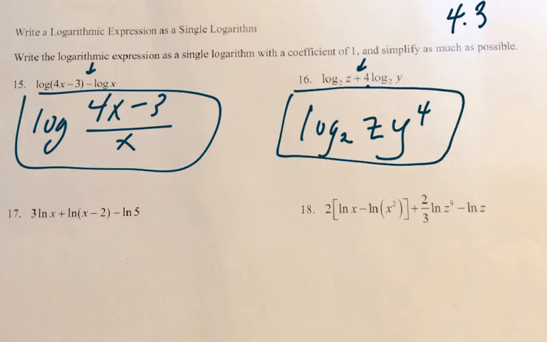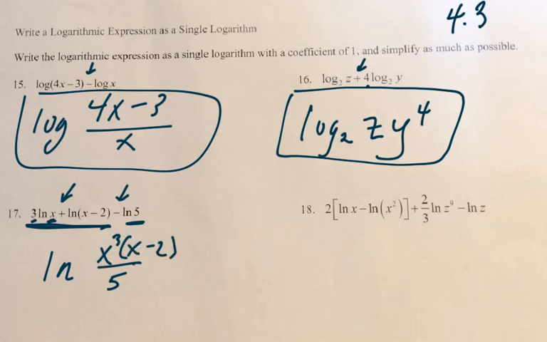Okay. So number 17, we have 3 natural log of x plus natural log of (x minus 2) minus natural log of 5. So here, this means we have the product of these two and then the quotient with this one. So in my natural log, I'm going to have in my denominator 5. The numerator, for the first term, we're going to have an x to the third power, because that power rule is going to change that coefficient to a power of 3. And then my second term is going to be that x minus 2 in the numerator.